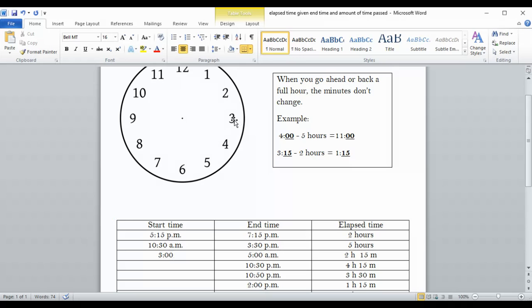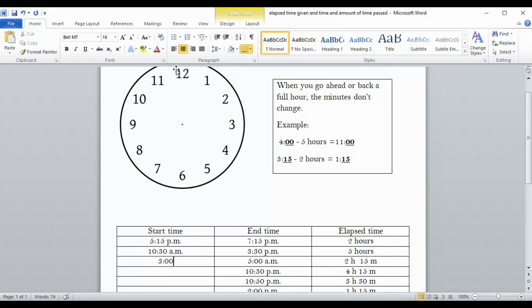If I was at 3 a.m., the minute hand would be there, and I'm going to go back 15 minutes. So this is when we can go counterclockwise. 5, 10, 15. So our minute hand would be right here, and this is 45 minutes. So it's 15 minutes earlier than 3 o'clock. So it's going to be 2:45 a.m.